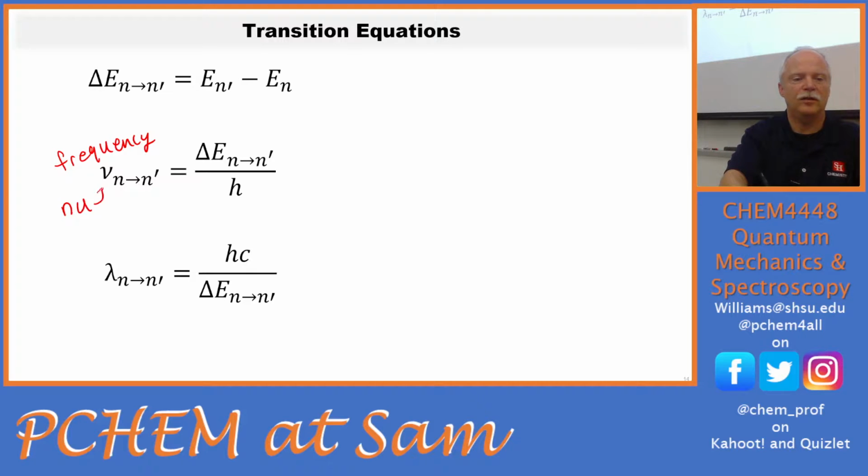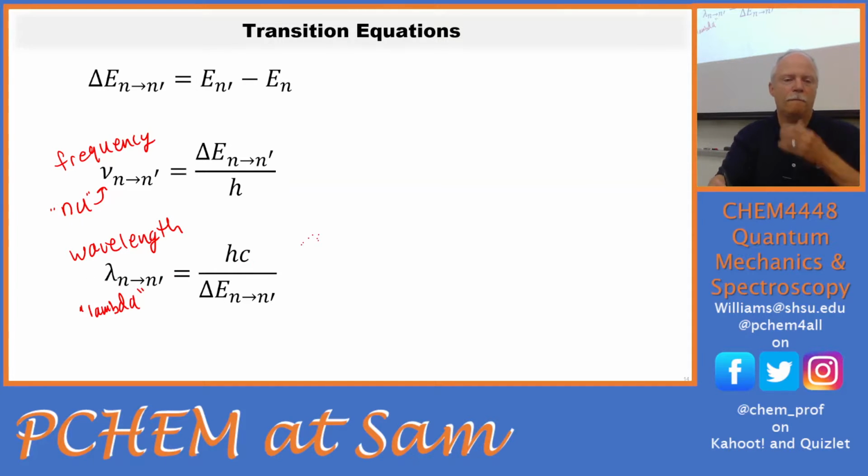That's the Greek character nu. And this is wavelength, lambda. We'll change that to a B. And so these would be the transitions.